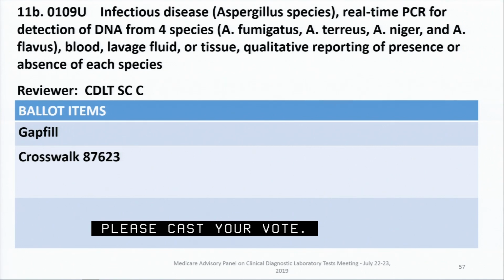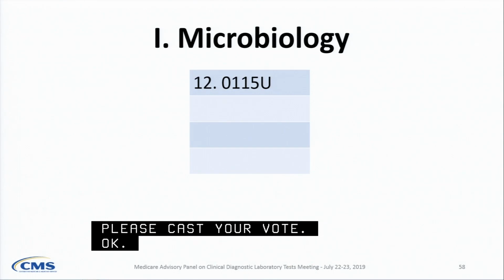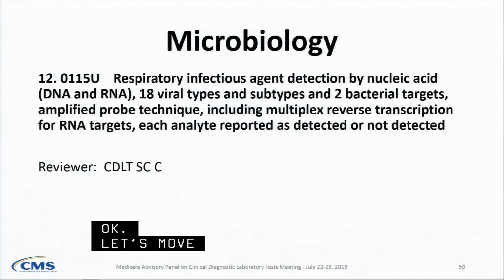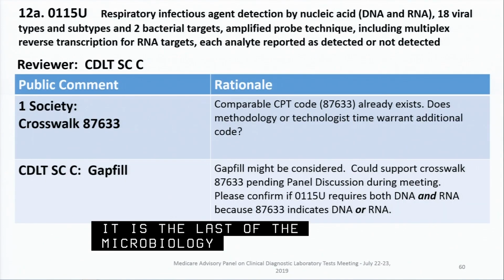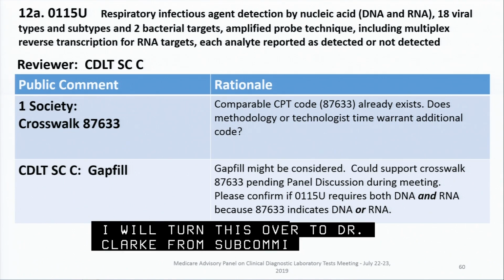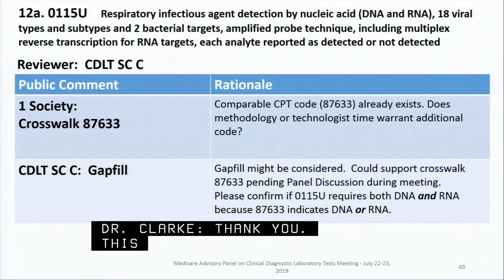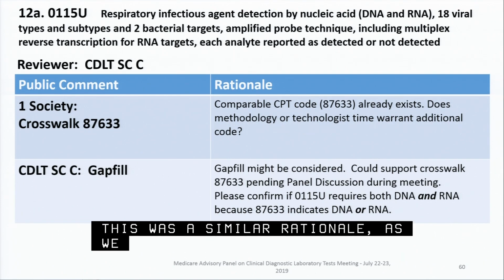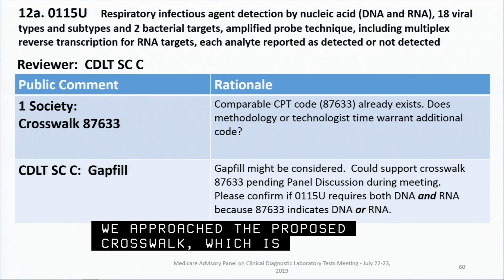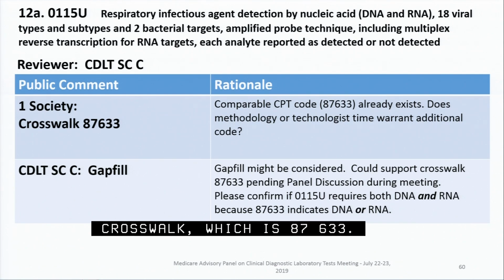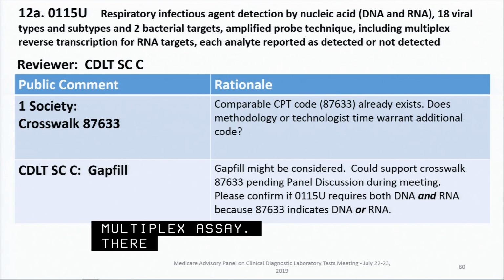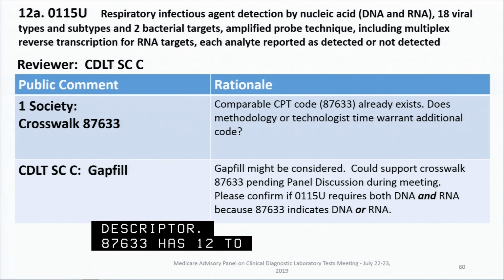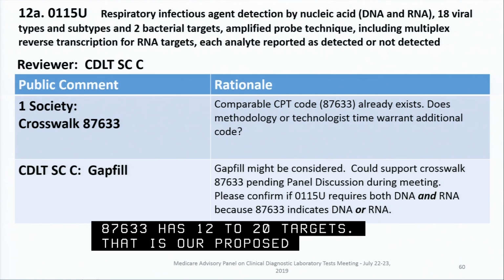Okay. Let's move on to the next code, 0115U. It is the last of the microbiology codes, and I'm going to turn this over to Dr. Clark from Subcommittee C. Thank you. So this was a similar rationale as we approached the proposed crosswalk, which is 87633, and that was because it's a multiplex assay, and there were 20 targets in the descriptor, and the 87633 is 12 to 25 targets, multiplex PCR and amplified probe technique. So that's our proposed crosswalk pending feedback from the microbiology experts.